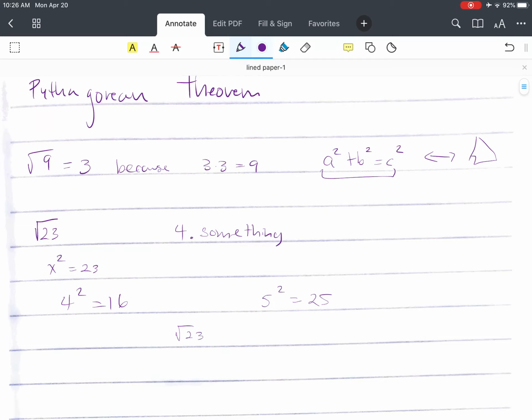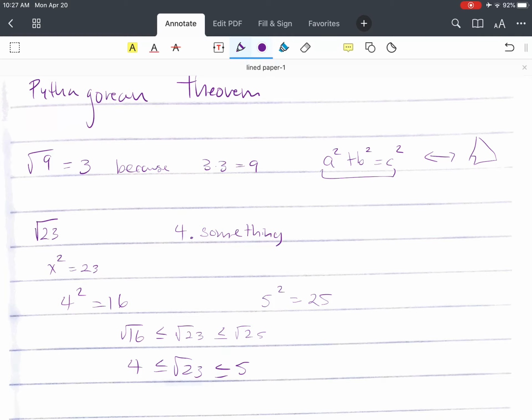So that makes me think that the number should fall between 4 and 5. The square root of 16, which is 4, is less than the square root of 23, which is less than the square root of 25, which is 5. These are less than symbols, by the way. That's why I think it's 4 point something. What is that something? I don't know.